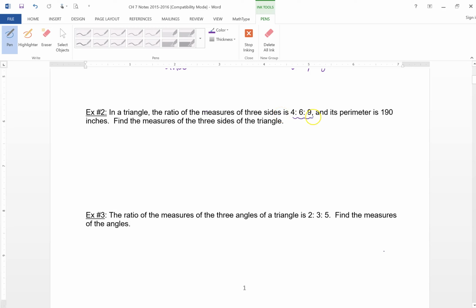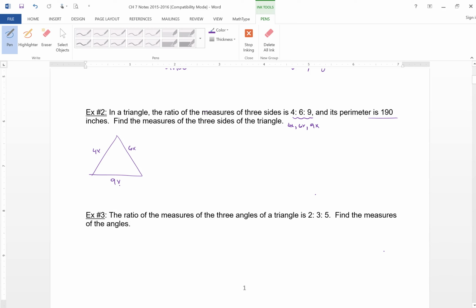Okay. All right? Okay, so here it says in a triangle, the ratio of the measures of 3 sides is 4 to 6 to 9, and its perimeter is 190 inches. Find the measures of the 3 sides of the triangle. Now, in math, when you're given a ratio 4 to 6 to 9, you then have to translate that into algebra. So 4 to 6 to 9 gets translated to 4x, 6x, 9x. Okay? And now those become the 3 sides of your triangle. So it's 4x, 6x, 9x.